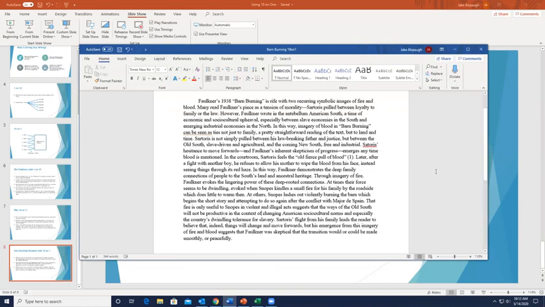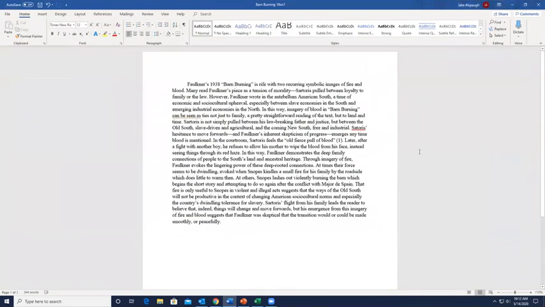That's a general idea. So let's see what this student has to say about that. So I'm just going to read for a moment here. Faulkner's 1938 "Barn Burning" is rife with two recurring symbolic images of fire and blood. Many read Faulkner's piece as attention to morality, Sartoris pulled between loyalty to family or the law.